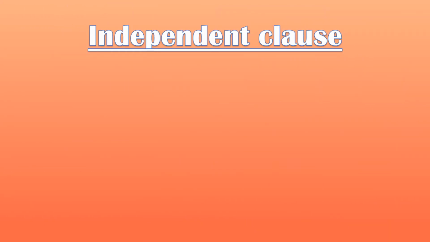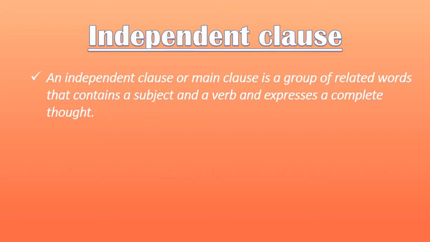Now, the independent clause. An independent clause, or main clause, is a group of related words that contain a subject and a verb and express a complete thought. Independent clause is also known as the main clause. In dependent clauses, it does not express or convey a meaning, but here it does.